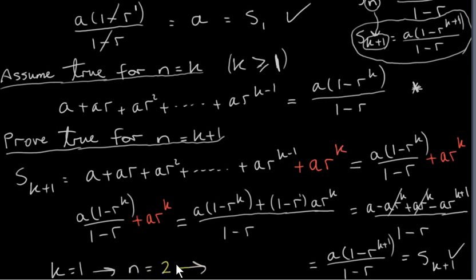And then, if we're assuming it's true for n equals 2, 2 takes the place of k. That leads us to the conclusion that it's true for n equals k plus 1. 2 in for k, then it's true for n equals 2 plus 1, which is 3, and so on. So it's true for all positive integers.